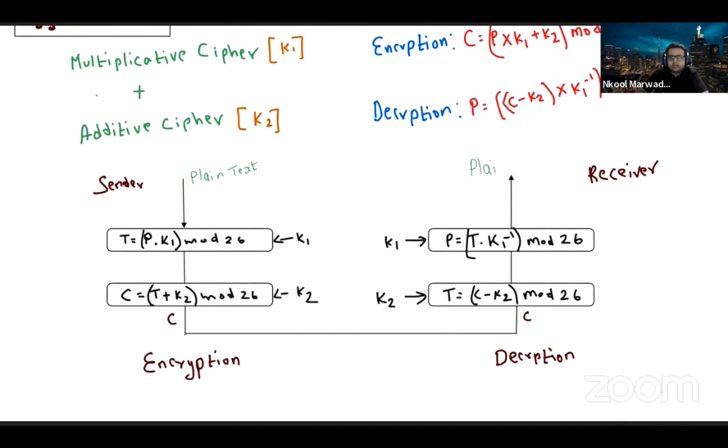So this is how the affine cipher works. This is the mechanism through which, hence we can see this affine cipher is a combination of both multiplicative cipher and additive cipher. So both the concepts are applied here, one at a time. Now let us move forward.